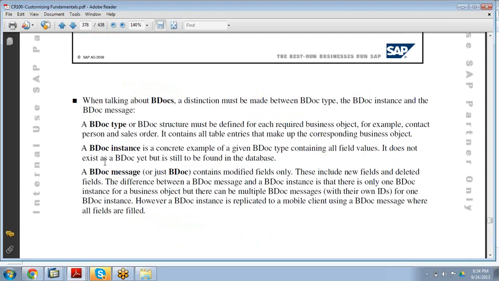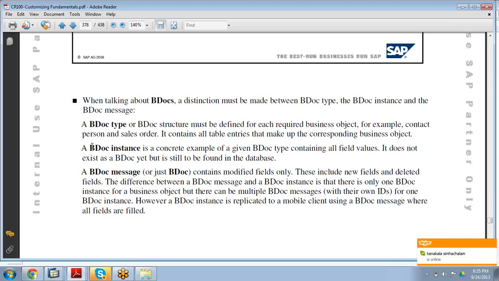So we were just talking about a message and also a type. There is one more new thing, which is also called instance. That means every time you change your values, BDoc will create a new instance. Type is nothing but a structure, as we already discussed, which depicts a single business object. Instance is something which repeats. That means as many times as you change the data, it converts into an instance.